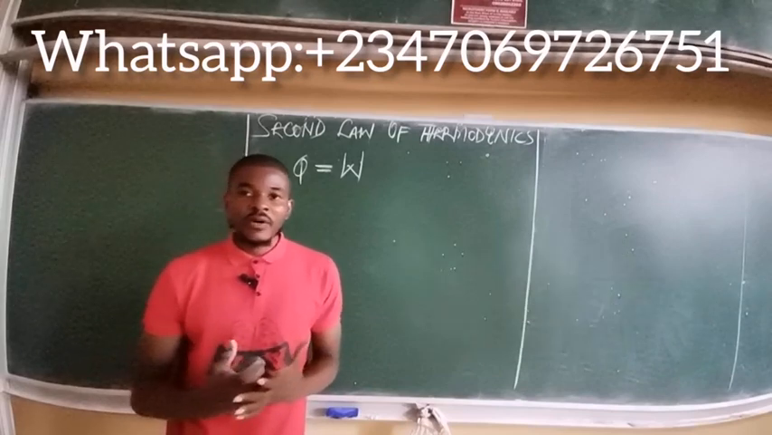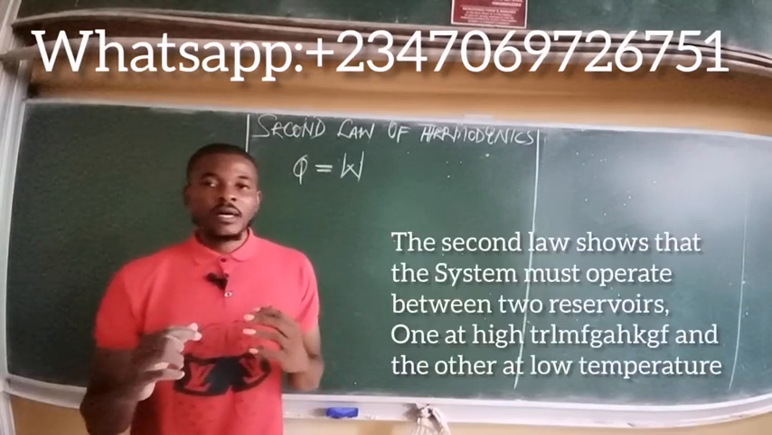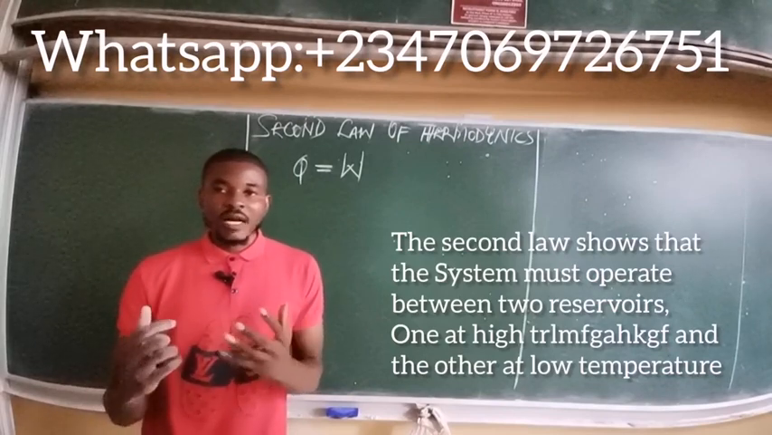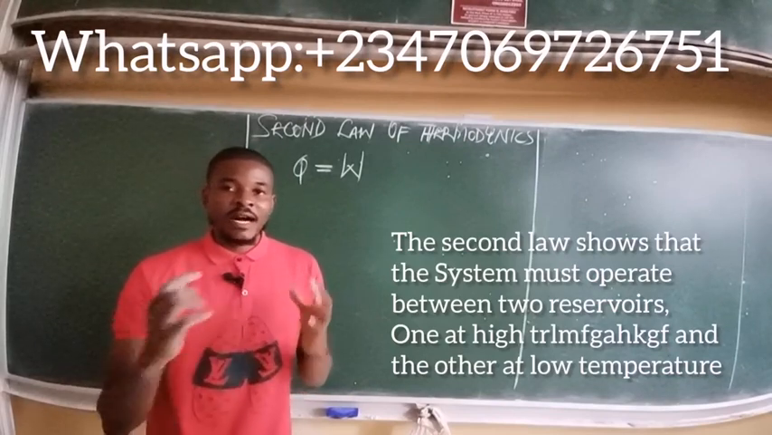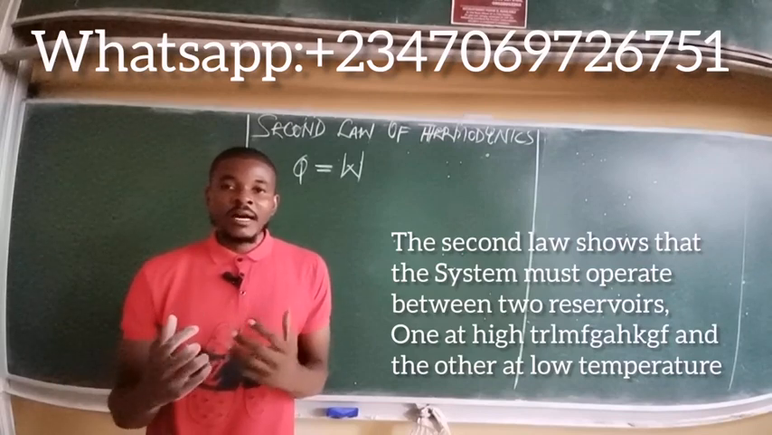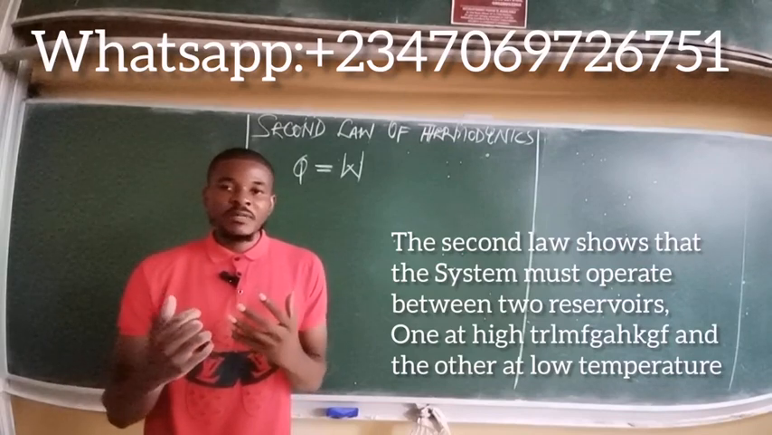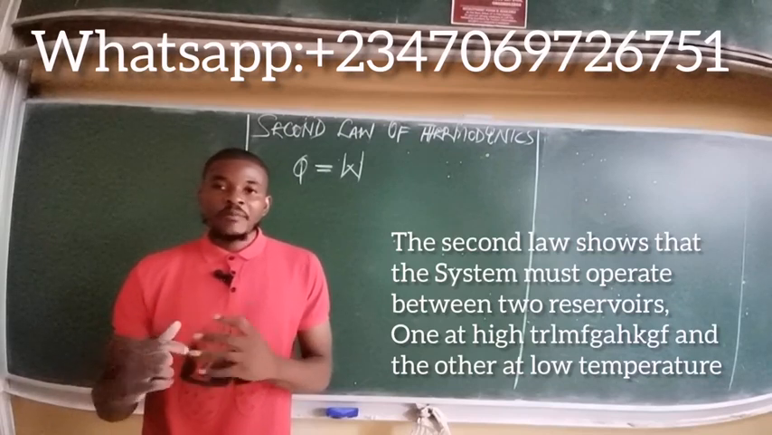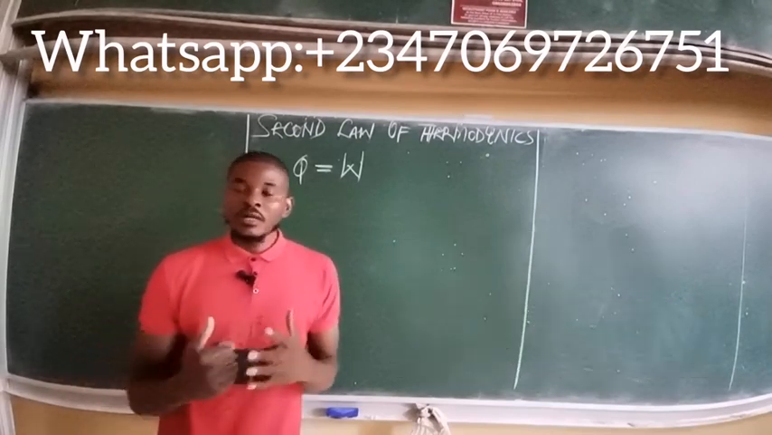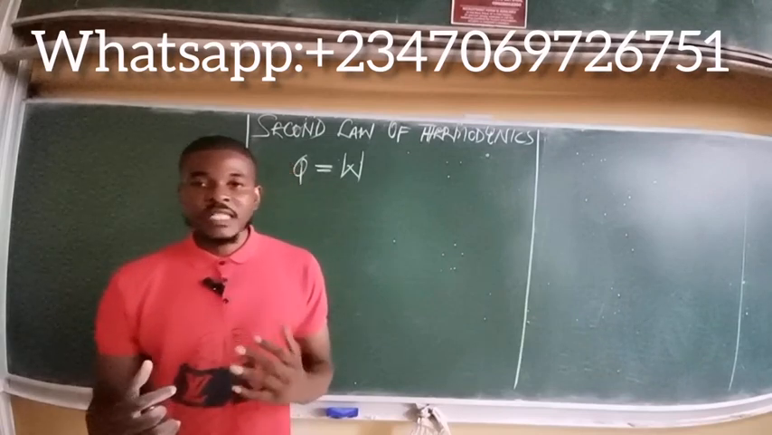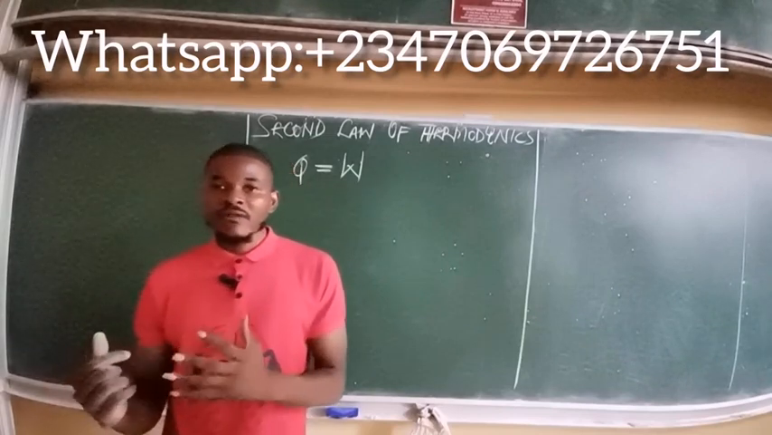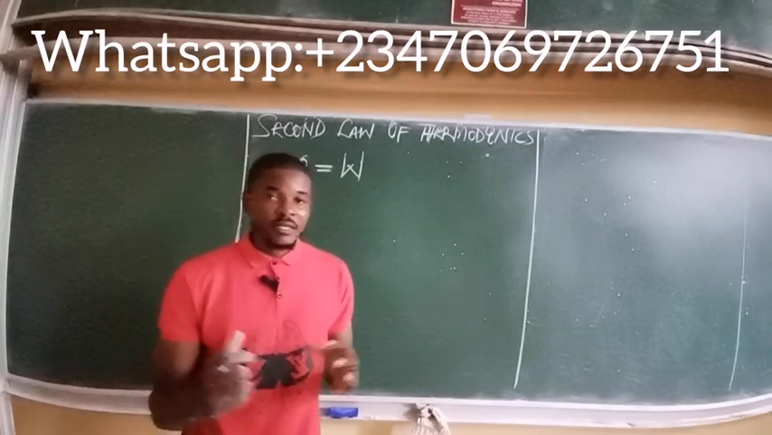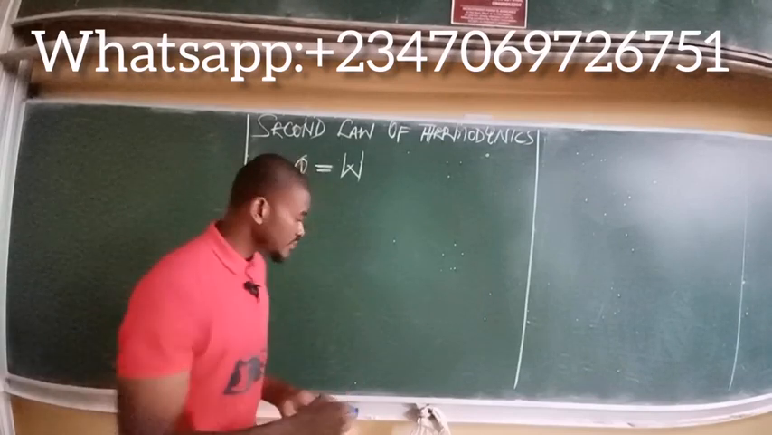All right, so we have said that the second law operates between two reservoirs. One must supply heat at a very high temperature, and the other must be where the heat is being rejected. That's the low temperature reservoir. So the second law of thermodynamics operates between two reservoirs. The first reservoir is at a higher temperature and the next reservoir is at a lower temperature. Let's draw a sketch now and see.